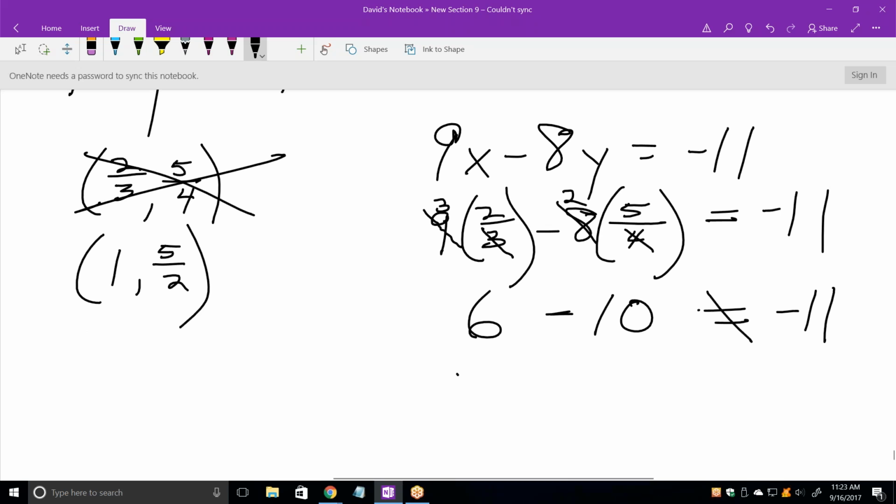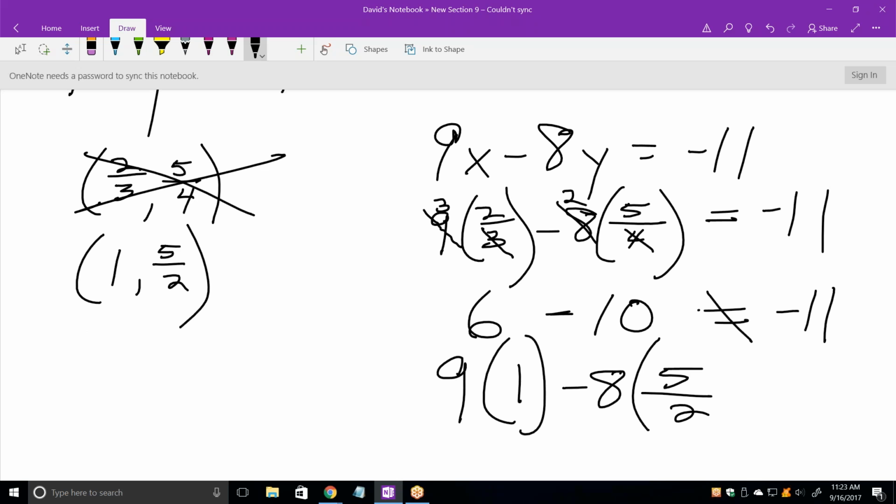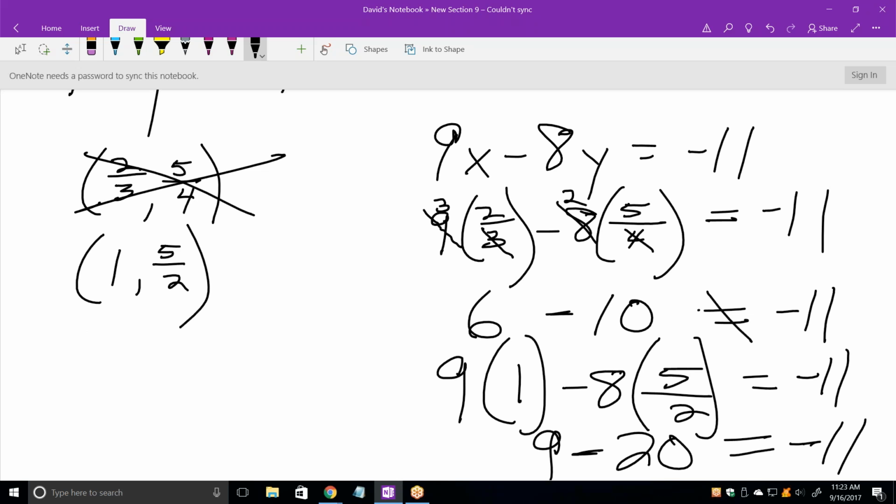Now, again, 9 times 1 minus 8 over 5 over 2 equals negative 11. So then we get 9 minus, so 2 goes into 8 4 times, and then 4 times 5 is 20. So we get 9 minus 20 equals negative 11. Yeah, that's what I meant. Negative 11.